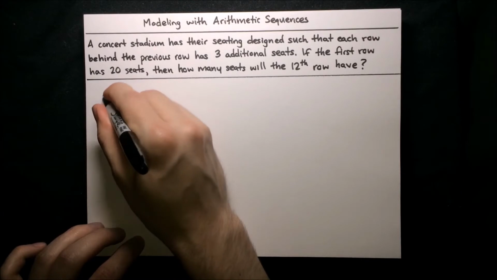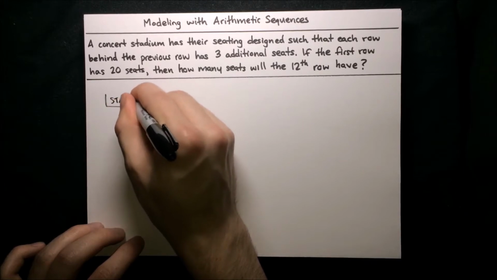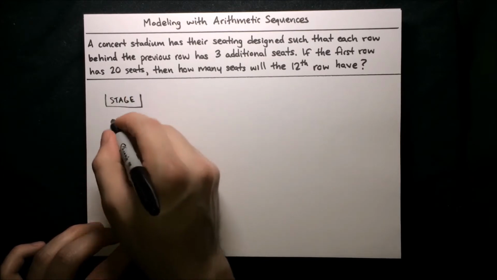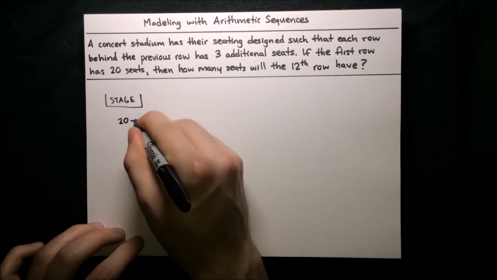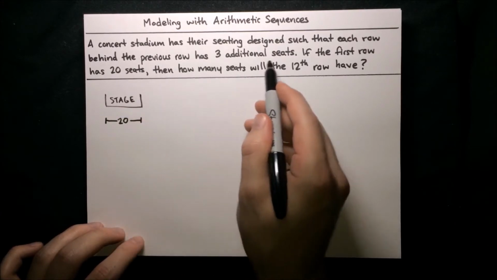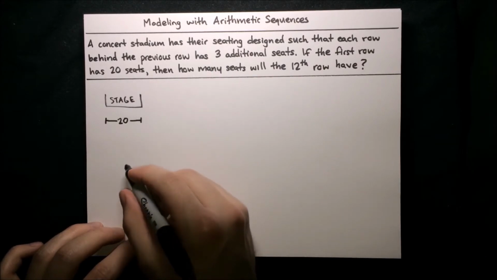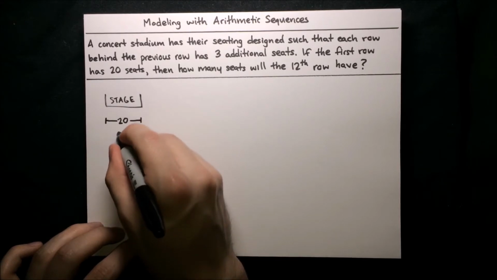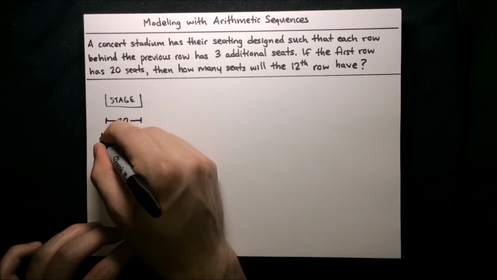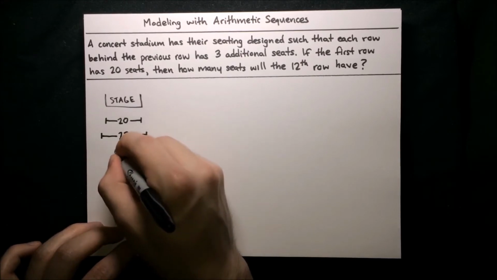So maybe there's the stage right over here, and then in front of the stage there are some rows of seating. Maybe the first row has 20 seats, so that maybe goes from here to here, and then the next row has 3 additional seats, and every row thereafter has 3 additional seats as compared to the previous row. So the next row has 20 plus 3, which is 23 seats, so it's a tiny bit wider, and then the row after that has 26 seats, 3 more than 23, and so on.